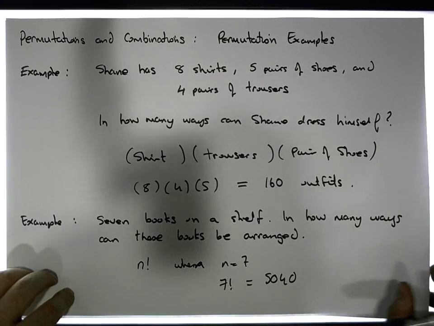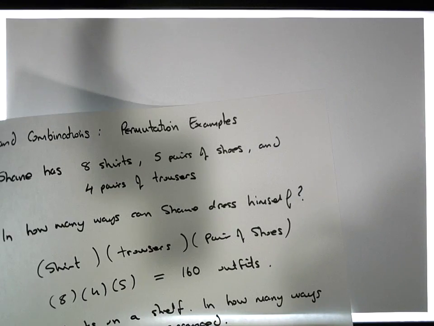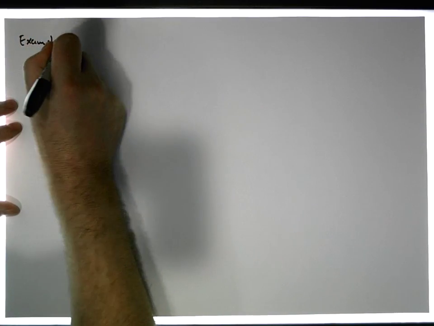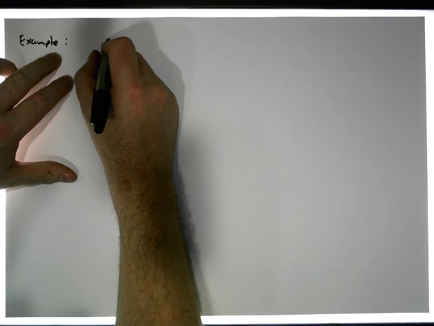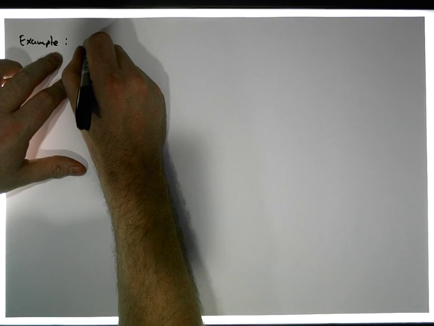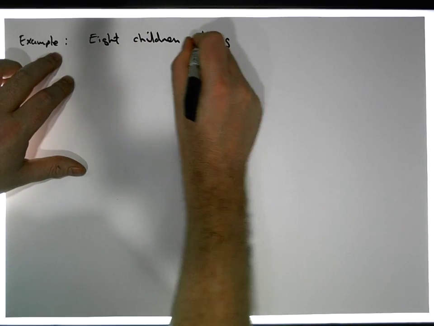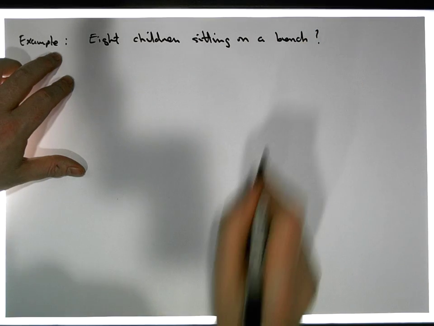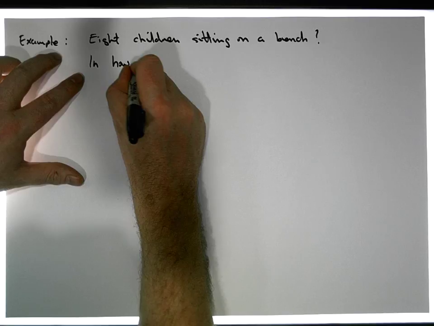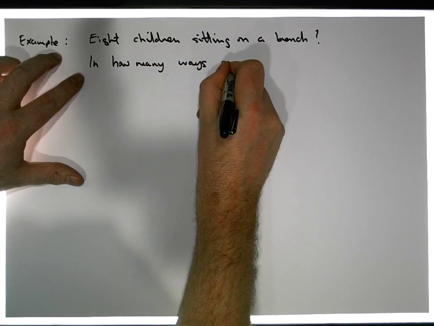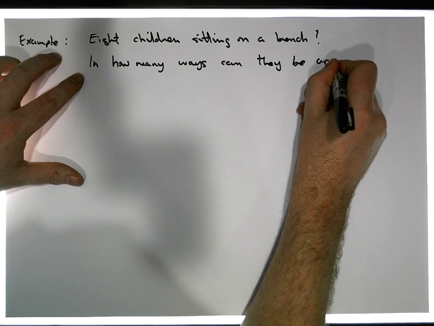Let's see what else we can do here. Maybe I'll just move my counting rules out of the way. Let's have a look at another example, something a little bit similar. Let's say there are 8 children sitting on a bench. In how many ways can they be arranged?